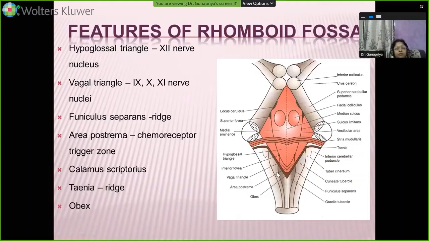Area rich in vascular neuroglial tissue is known as the chemoreceptor trigger zone, which is also said to be a vomiting regulating center or a vomiting controlling center. The vomiting controlling center is the area postrema, which has rich vascular neuroglial tissue. So what all did we study? We studied many things here: hypoglossal triangle, vagal triangle, funiculus separatus, area postrema.